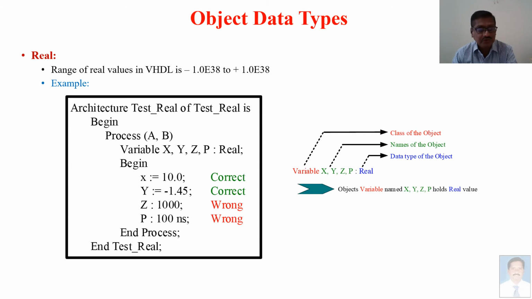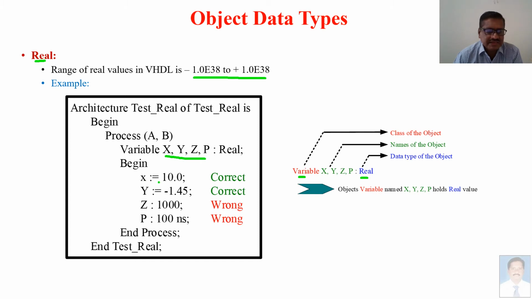Similarly, if I go to the next data type, which is nothing but the real. The range of the real values in VHDL is minus 1.0 times 10 raised to the power of 38 to plus 1.0 times 10 raised to the power of 38. This is the range of the data type for real values in VHDL. Now again I have defined variables x, y, z, p and their data type is real. In this case, architecture test real is begin process AB variable. These are the four variables I have used in the program.